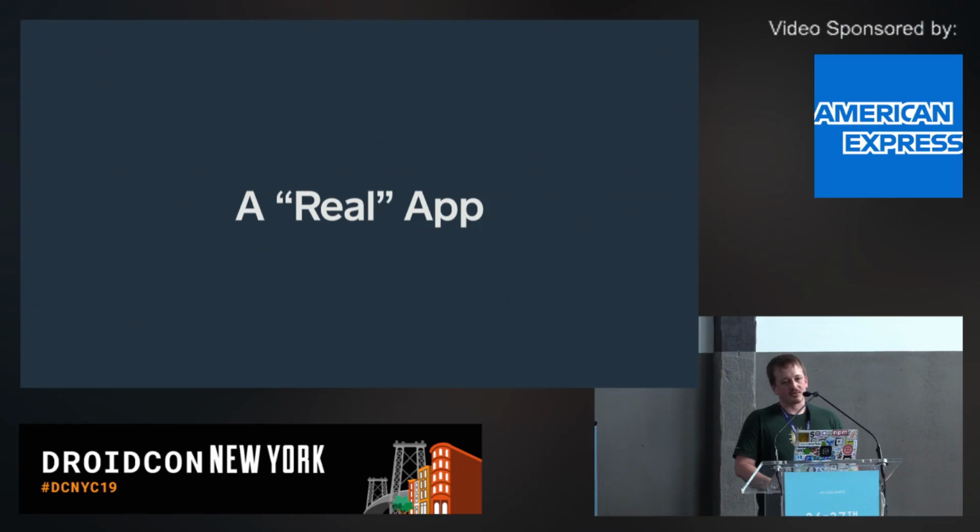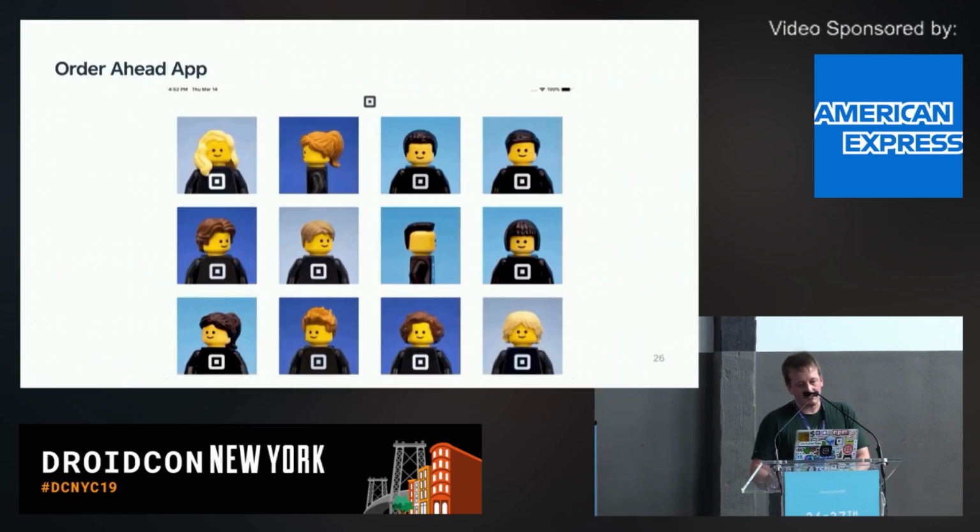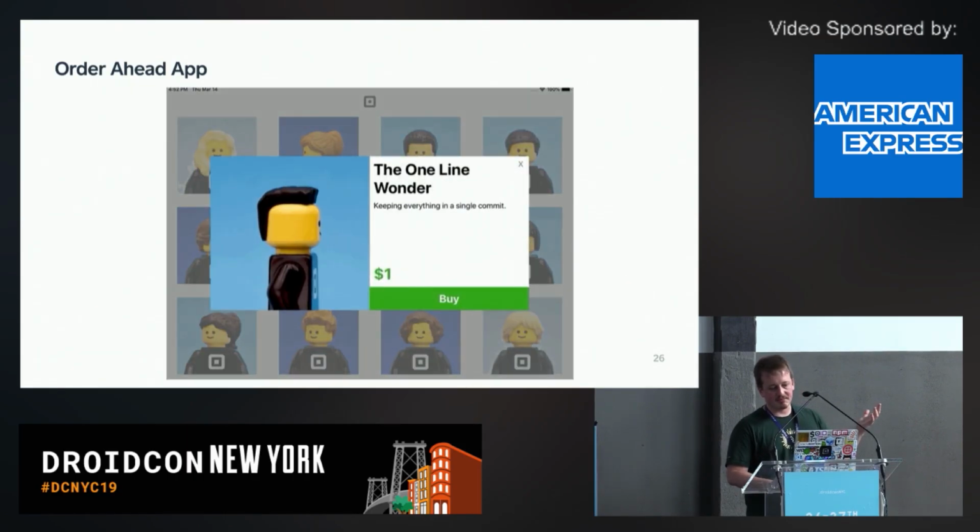I wanted to walk through a real application that I built, and I'm saying real because it's not like I've deployed this to production, but I created this for the purposes of showing what is possible. So what I did was I created an order-ahead application where you can choose any one of these different Legos, and then when you purchase it, you'd be able to go pick it up from the Square booth and get your Lego figurine. So here you can see the basic flow of that.